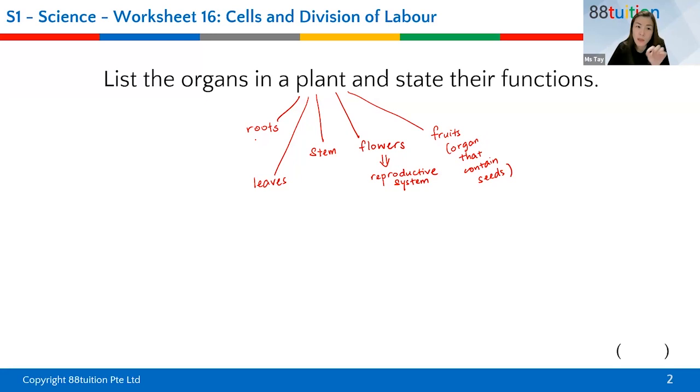Okay, because the reproductive system is there. Then fruits is actually evolved, okay, after the flower gets fertilized, isn't it? So it is still an organ, the youth. Okay, it's still an organ, but it has evolved from the flower.